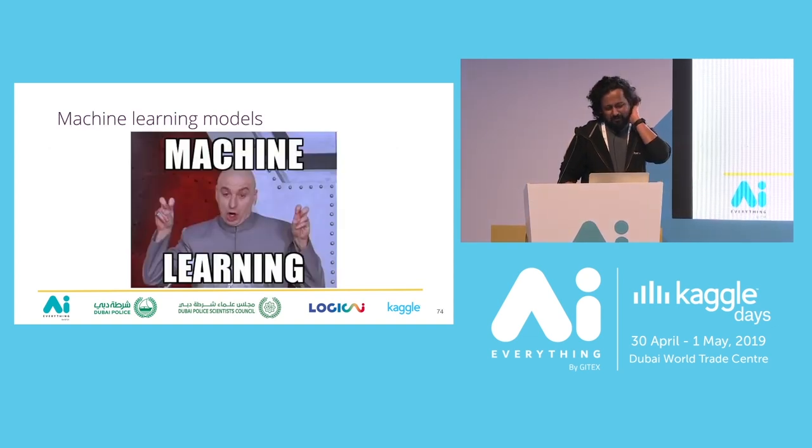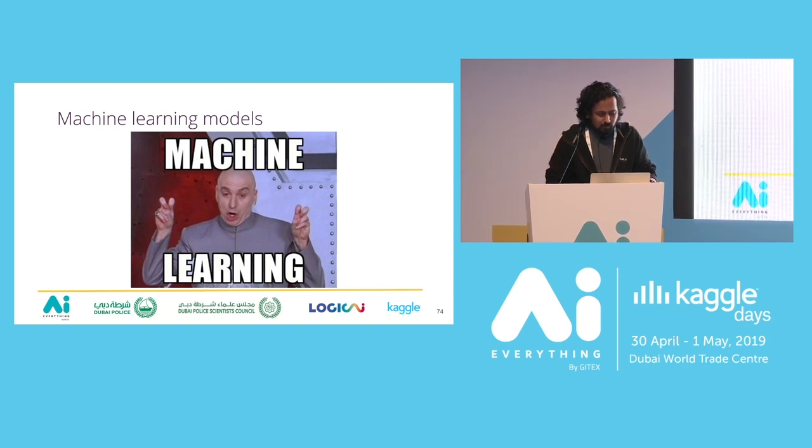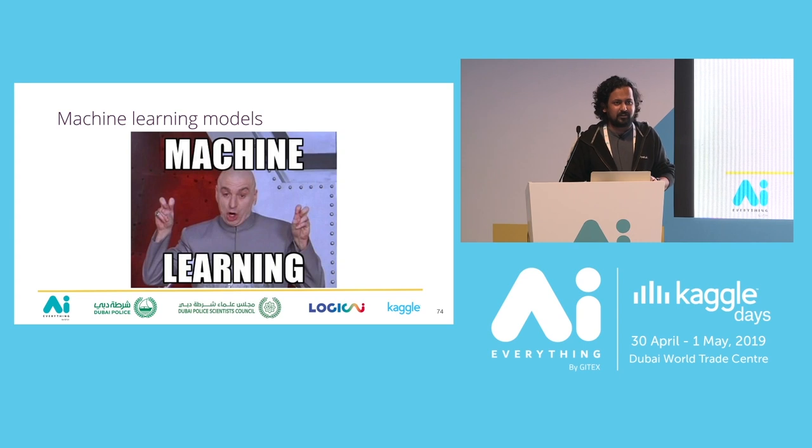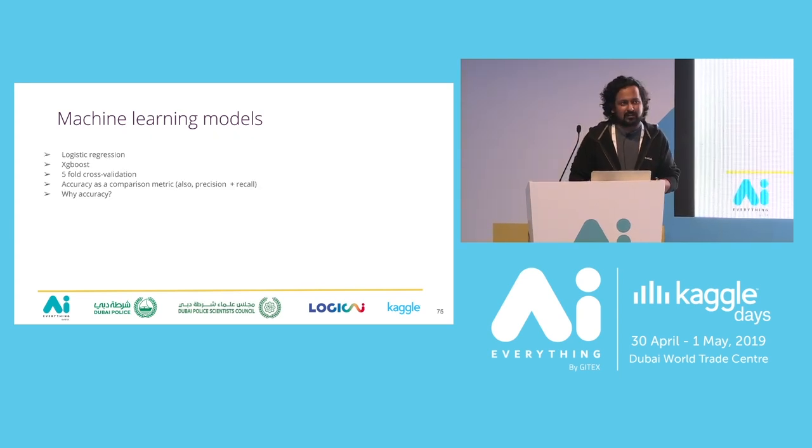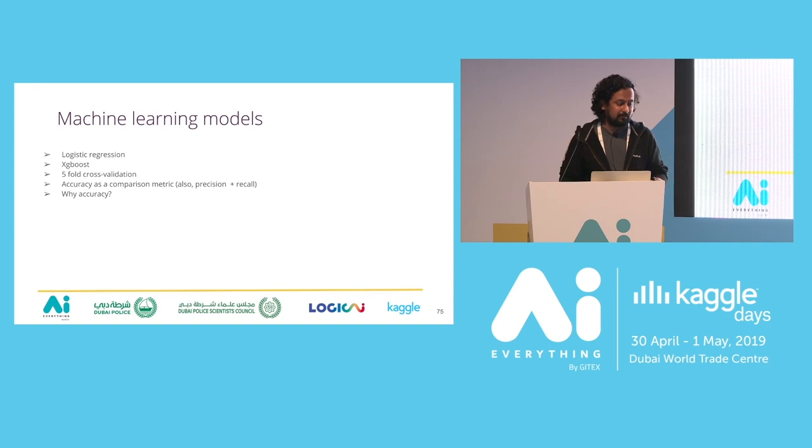So now it's time to build machine learning models. I went with two of my favorites, logistic regression and XGBoost. Five-fold cross-validation, I chose accuracy as a metric because this dataset comes from Quora, and their engineering team used accuracy as a metric when they first published the blog. So I thought it would give me a chance to compare with them.